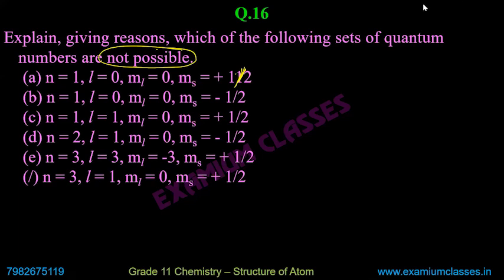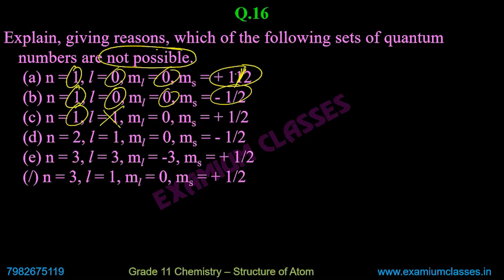C and E, okay. Anyone else? C and E, fine. Yes, correct answer. C and E not possible. So understand it. For n equals 1, L can be 0, and spin can be plus half, absolutely fine. For n equals 1, obviously 0, 0, minus half, fine. For n equal to 1, L can be 0 only. This one, this part is not possible. So that's why it is wrong.